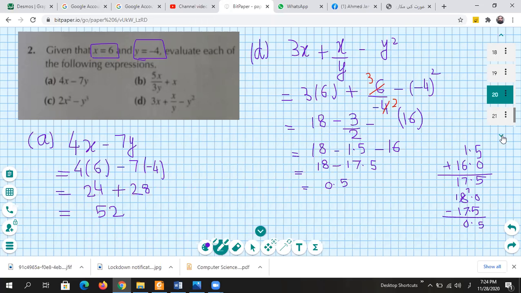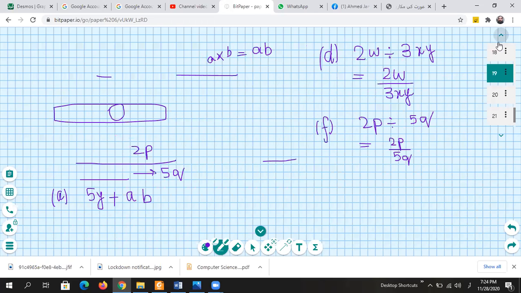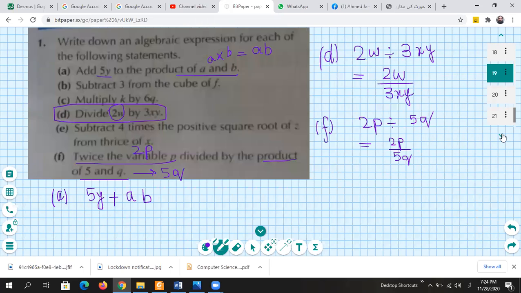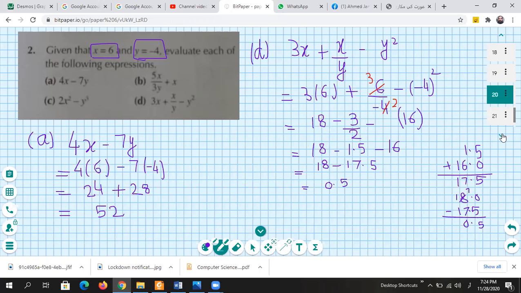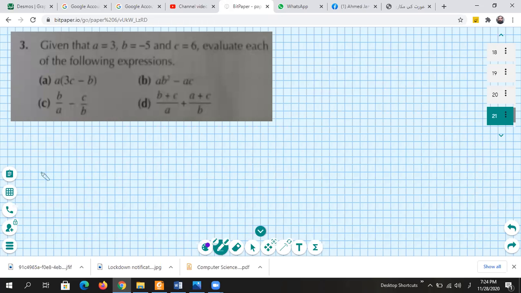Okay, we try another question. Question number 3. This is question number 2, so question number 3. Again, in this question, we have 3 variables A, B, and C, and their values are given. A equals 3, B is equal to -5, and C equals 6.